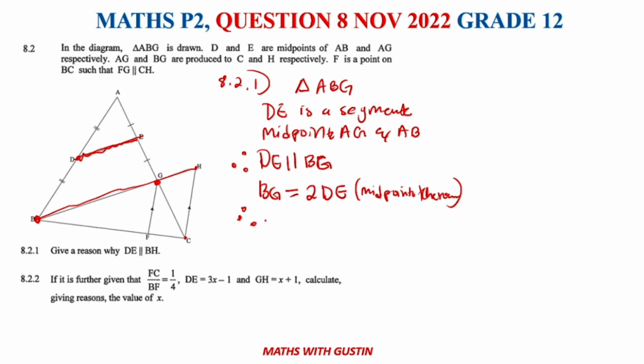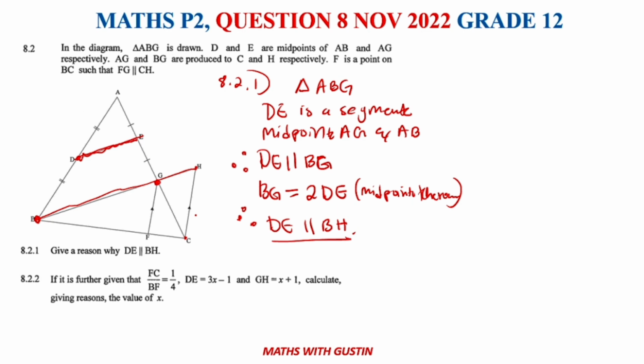So therefore, if you have that, it definitely means that DE is parallel to BH. Okay, great stuff. So I hope it's clear, guys. If it's not clear, please let me know.